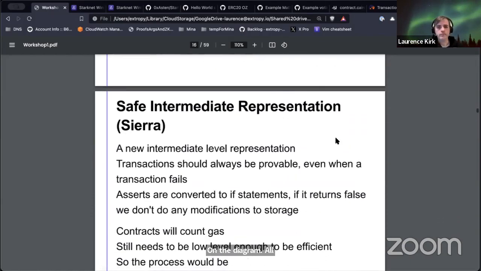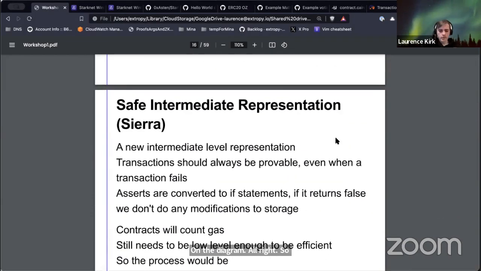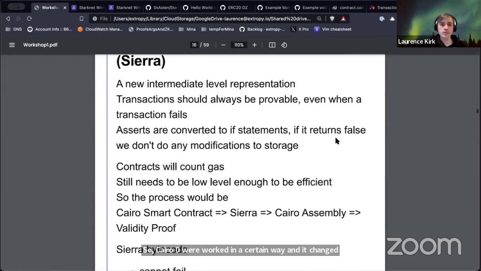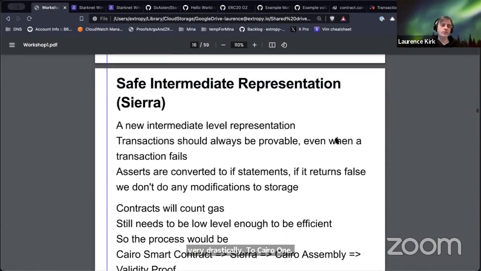All right. So, talking about the language now, when you have your Cairo code and you compile this, the way that Cairo works has changed quite fundamentally. So, Cairo 0 worked in a certain way, and it changed very drastically to Cairo 1. One way that it changed was this was an intermediate representation, and this was important because we want to be able to know that a transaction executed correctly.